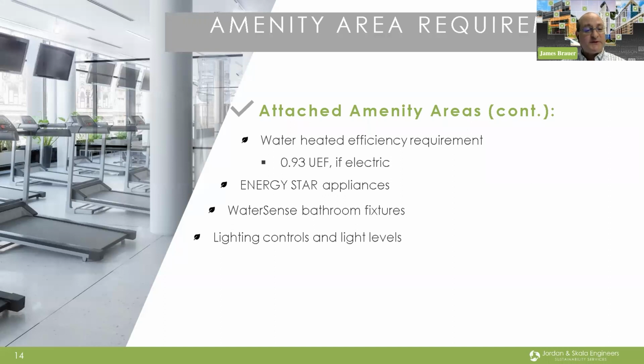And with the Energy Star appliances, there is also WaterSense bathroom fixtures. Much like how Energy Star is focused on energy, there is a certification program for water using fixtures that the EPA put together, known as WaterSense. So your bathroom fixtures in your attached amenity spaces will need to be WaterSense certified. Additionally, similar to energy code, you need to have lighting controls, and they need to meet specific lighting levels.